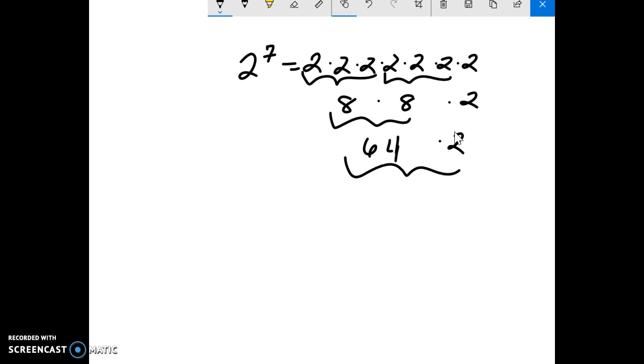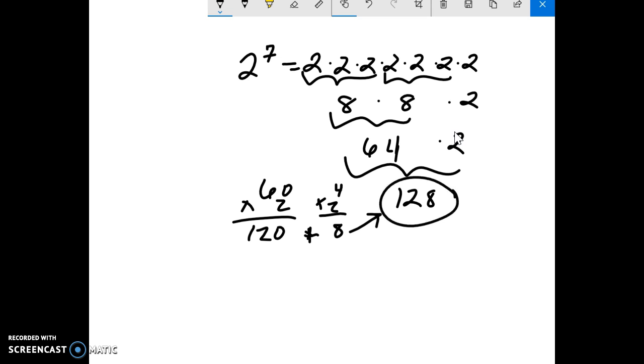If you can't do 64 times 2 in your head, think about what 60 times 2 is. Oh, well, 6 times 2 is 12, so 60 times 2 is 120. And then you would just have left that 4 times 2, which is 8, and you could add those two together, and you would get this 128. So your possible answers were 2 to the seventh and 128.